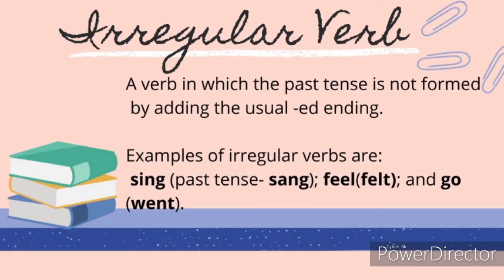An irregular verb is a verb in which the past tense is not formed by adding the usual d, ied, or ed ending. The past tense of an irregular verb changes the base form of the verb. Use four examples. The verb sing, its past tense is sang. The verb feel, its past tense is felt. And the verb go, its past tense is went. These verbs change their spelling when it comes to the simple past tense form of the verb.